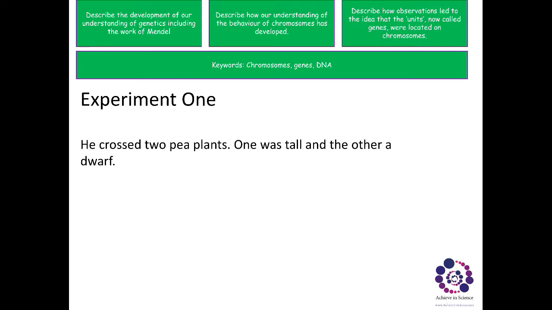In experiment 1, he crossed two pea plants, one of which was tall and the other one was a dwarf. He found that all of the offspring were tall pea plants, so he wondered why.